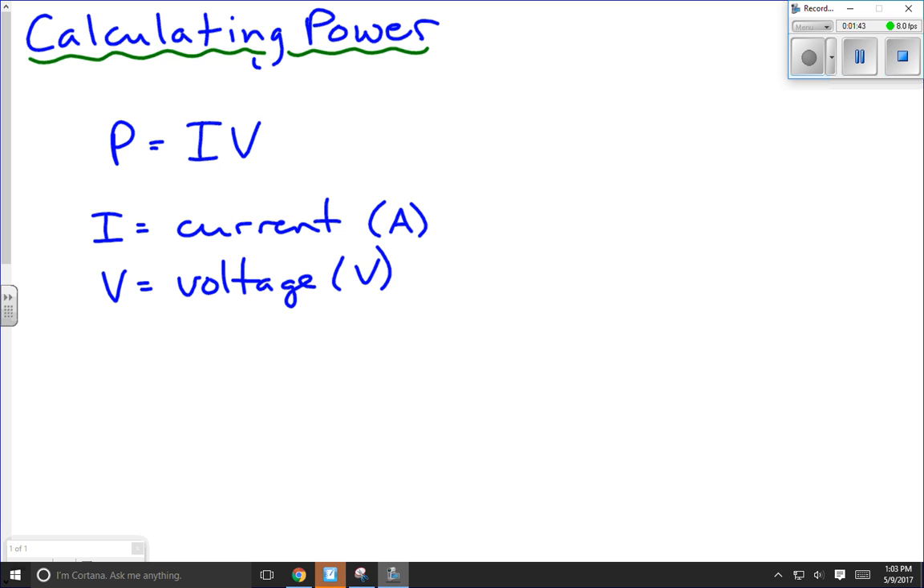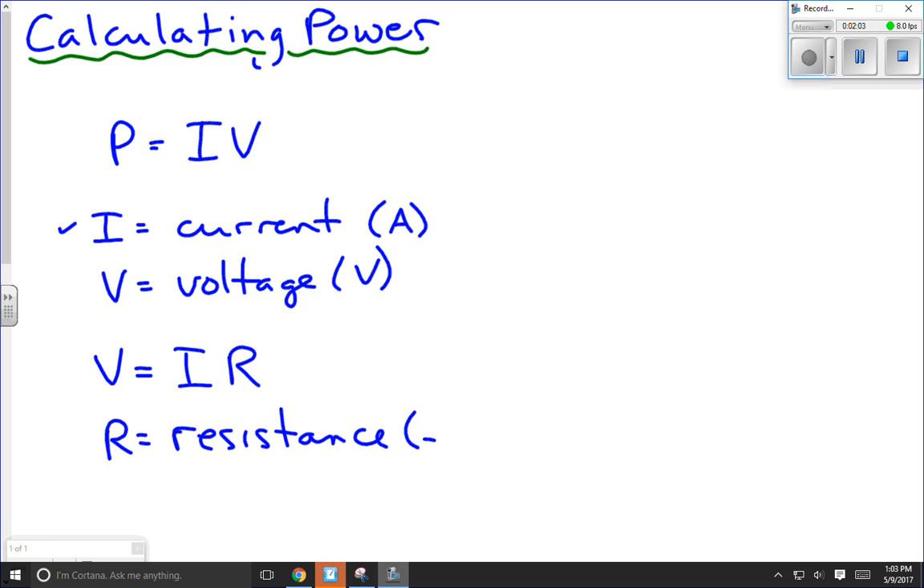Now there's yet another way we can calculate power, and it's kind of an indirect way, because we also have a formula for voltage: V is equal to current times resistance. I is current again, and R is resistance, measured in ohms. Even though this formula doesn't directly have power in it, we can use it to calculate power when we don't know the voltage. Okay, so follow me here.